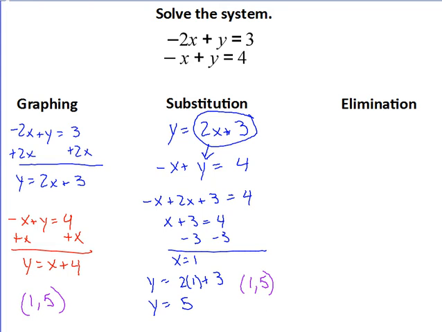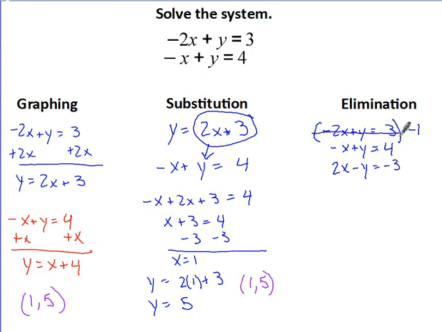Our last option is going to be elimination. And remember, for elimination, we are looking for opposites. So I need one variable to have the same number as their coefficient, but with opposite signs. So since the y's already have the same number, I'm going to make them opposite signs. There's a number of different ways to do this. What I'm going to do is multiply everything in the first equation by negative 1. So when I do that, now my new equation, negative 2 times negative 1 would be 2x, y times negative 1 would be negative y, and 3 times negative 1 would be negative 3.